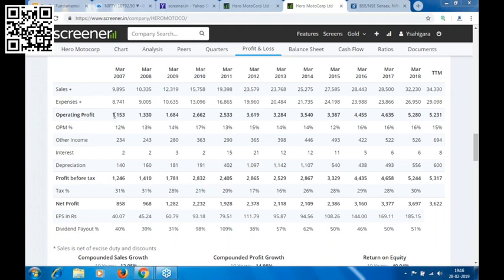Operating profit should also be increasing. Operating profit and operating margin should also be increasing on a year to year basis. So here we can see that the operating profit of the company is also increasing on a year to year basis. So is the operating margin of the company. And if you look at the interest, there is almost no interest at all because it is a debt free company.